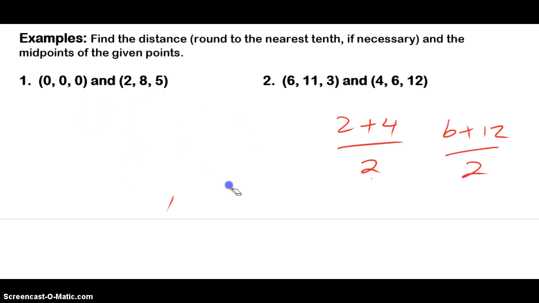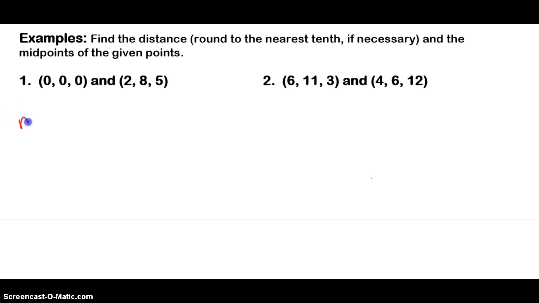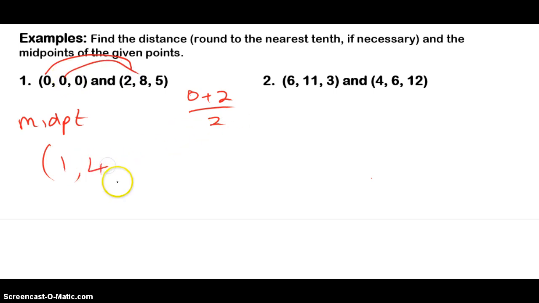Now let's try that same thing, but in 3 dimensions now. So now for midpoint, we're going to find the average. So what's the average of 0 and 2? Well, that's 0 plus 2 divided by 2, which is 1. Then we're going to do 0 and 8. Well, it's pretty easy to see the average is 4. And then 0 and 5, and the average is 2.5.